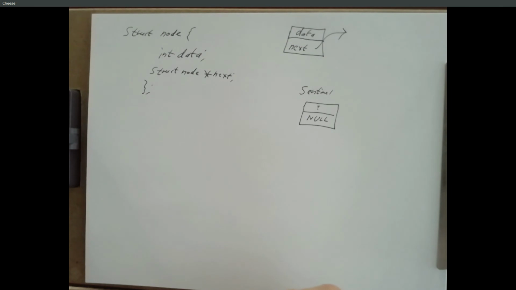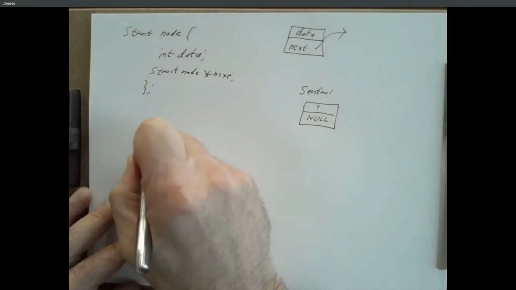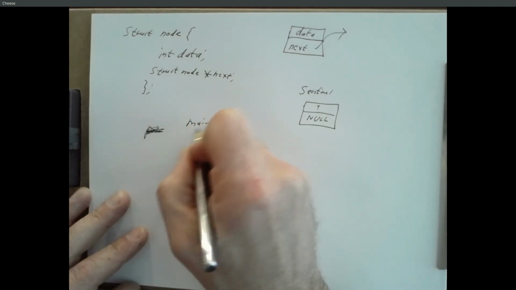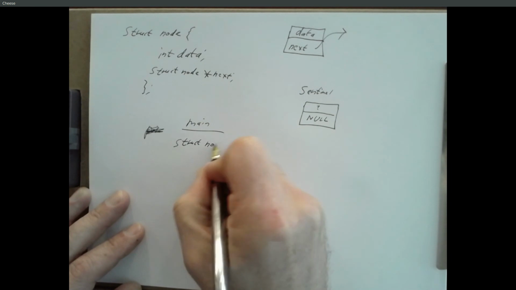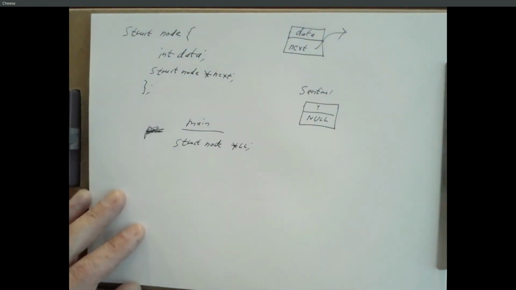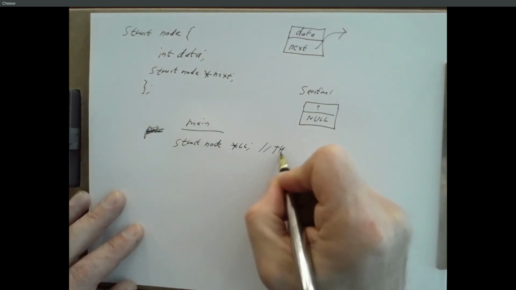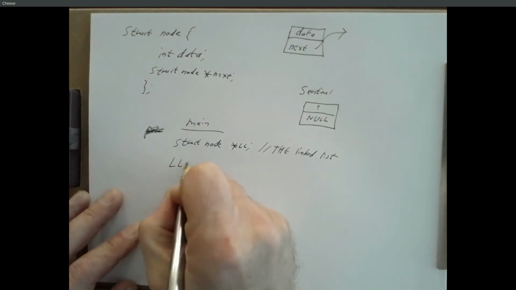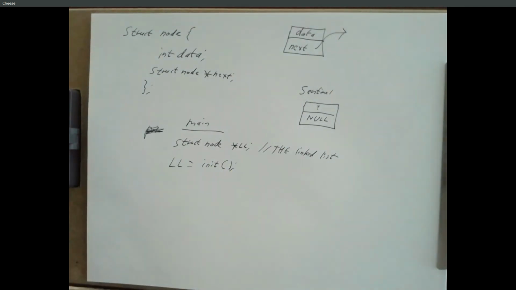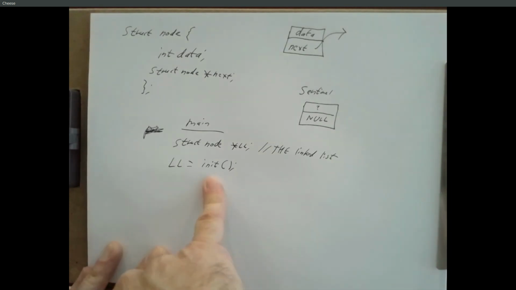So let's do a print. Well, let's look at main first. So our linked list is still going to be a struct node star. So this is the linked list. And we can call an init function that returns the sentinel node. So malloc a node, set the data to whatever you want, set the next to null, and return that value.